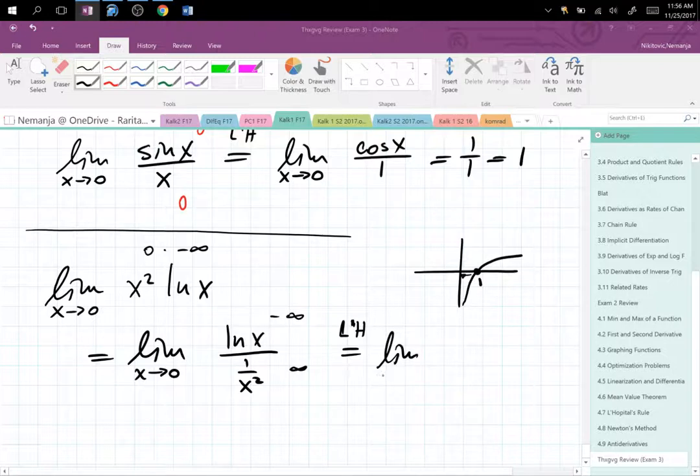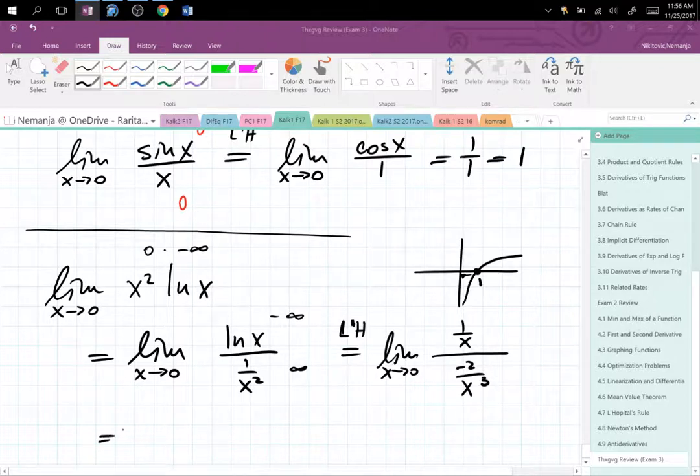So it's a limit x goes to 0. And now we're taking independent derivatives. So on top I have 1 over x. The derivative of ln x is just 1 over x. And the derivative of the bottom is going to be negative 2 over x cubed.